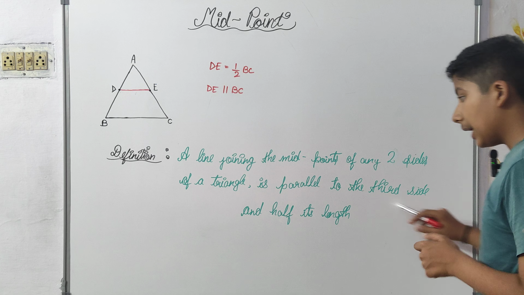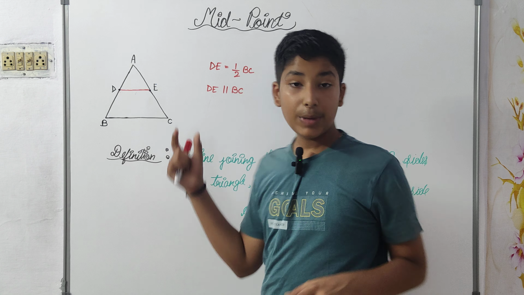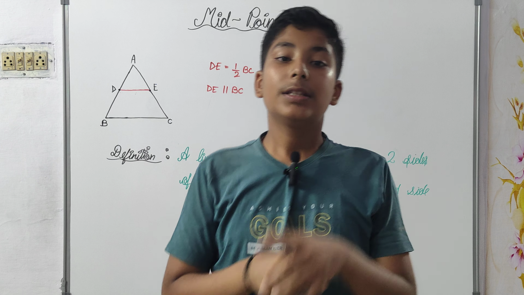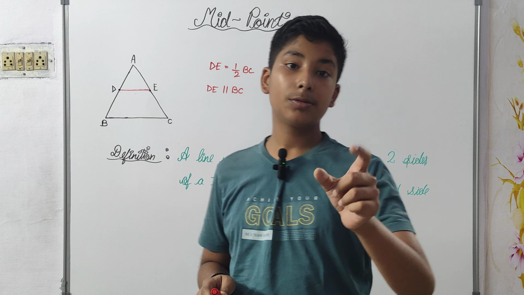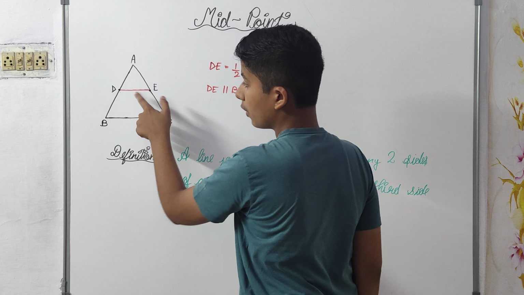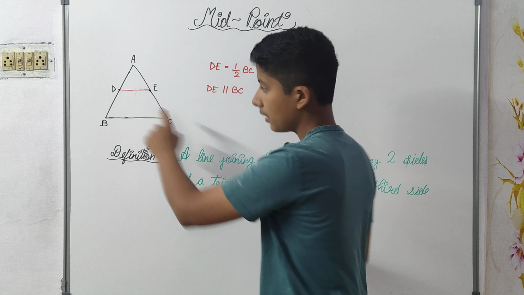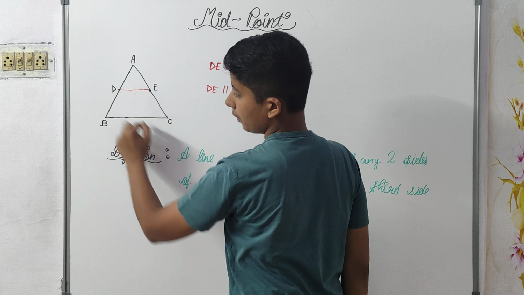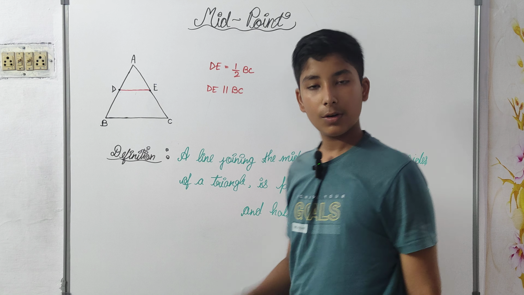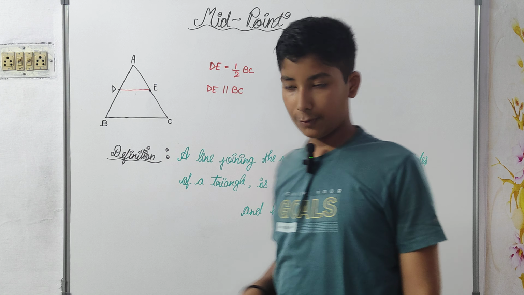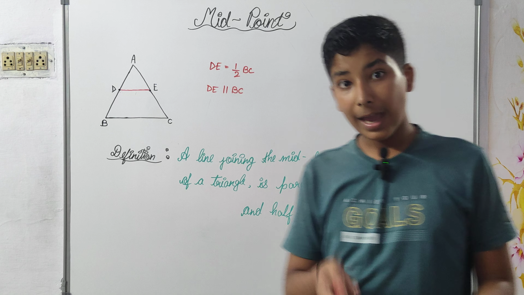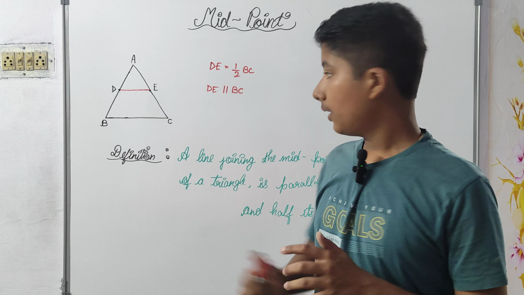So it is parallel to the third side, meaning after that line is formed, it will be parallel to the third side whose midpoint is not joined. If we had taken these two, this line would be taken. For example, if we join the midpoints of these two, this line will be equal to half of this line. The same way with this one also. So it will be parallel and also half of the length of this side.